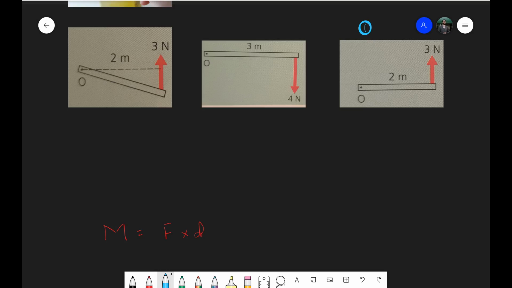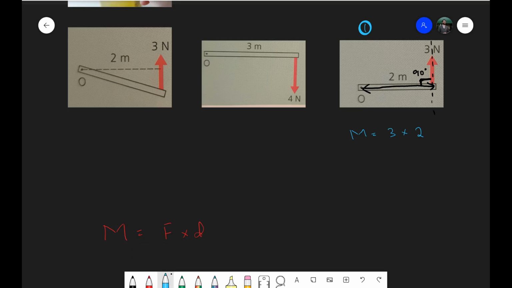Well, it's quite simple. O is the pivot, 3 is a force which is acting upwards. So moment will be force, which is 3, multiplied by 2, which is the distance from the force to the pivot. So the distance that we are actually taking is perpendicular to the force. See, this is the line of action of force which I am drawing here with a dotted line. And if you notice, the angle between this distance and the force is 90 degrees to the pivot.